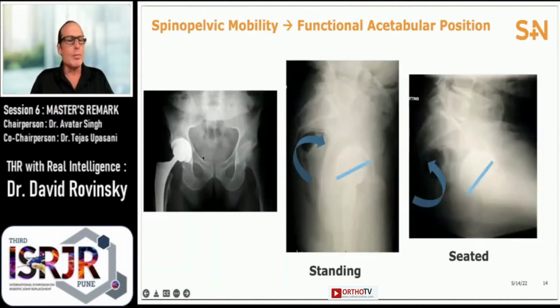So we know that when we put a cup in, it doesn't stay in the same position when the patient is moving about. When the patient stands, the pelvis rotates forward. This improves our femoral head coverage. And when they sit, the pelvis rotates backwards, which helps relieve impingement anteriorly and gives us posterior coverage to prevent dislocation. So normal spinal pelvic motion tends to help us.